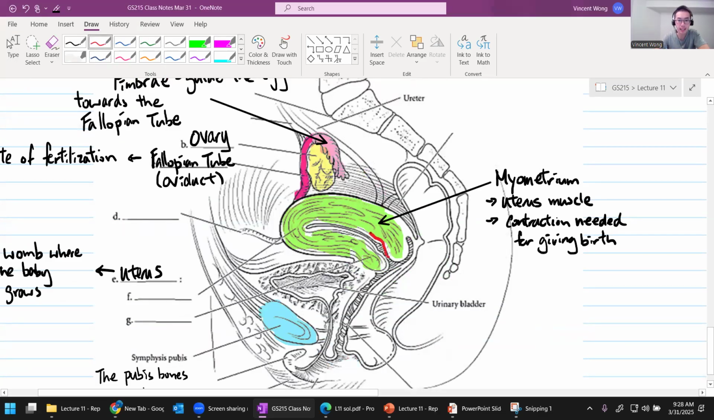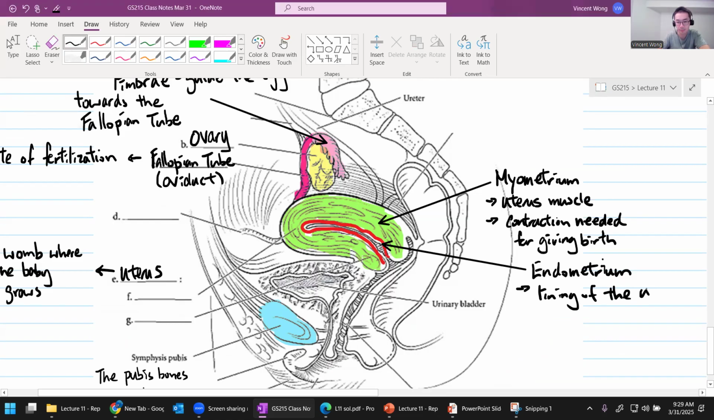The inside of the uterus has a blood vessel lining, and this lining is called the endometrium. Endometrium. It is the lining of the uterus.